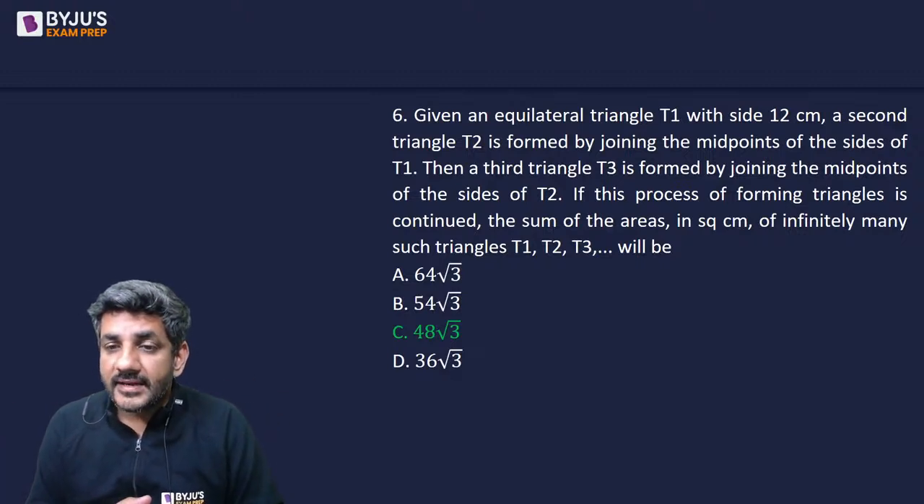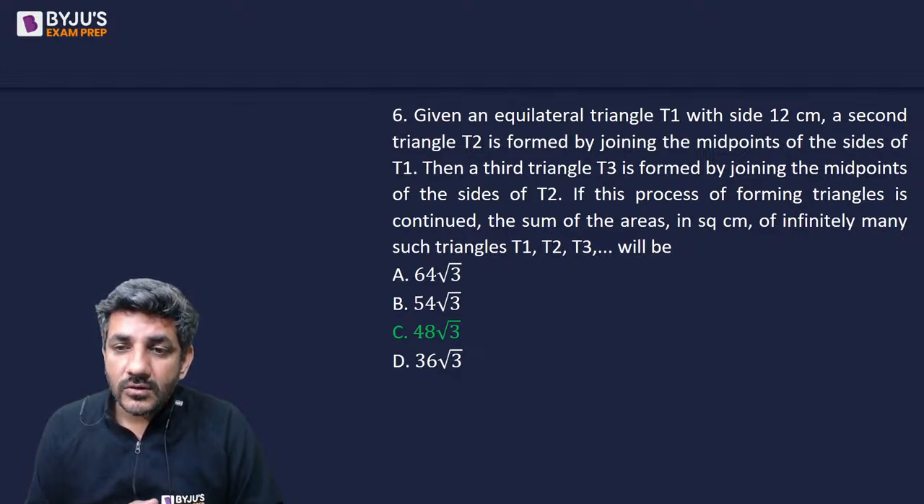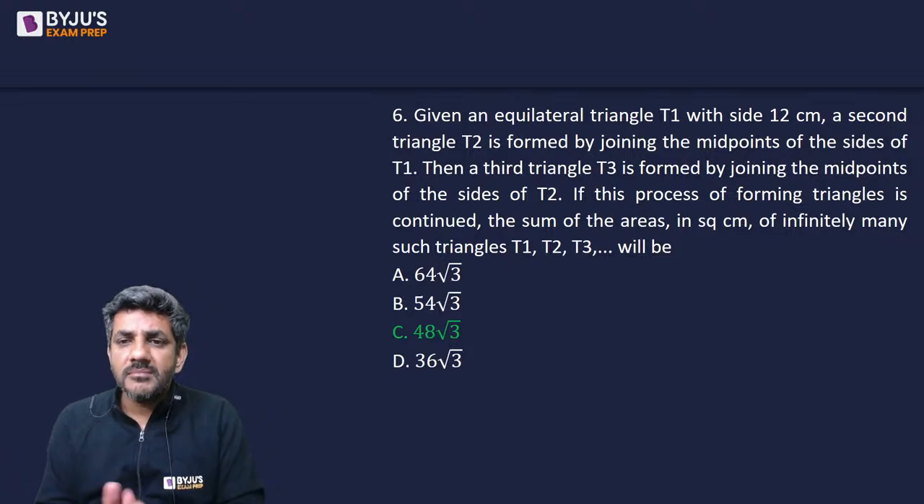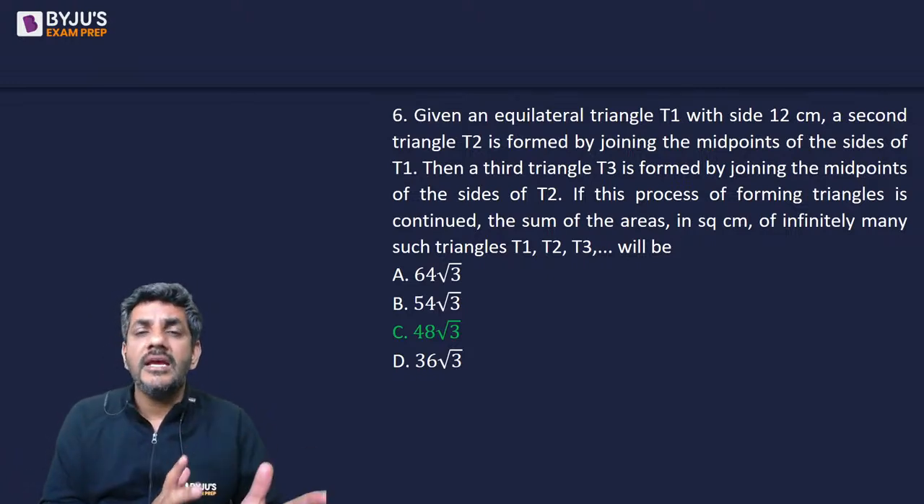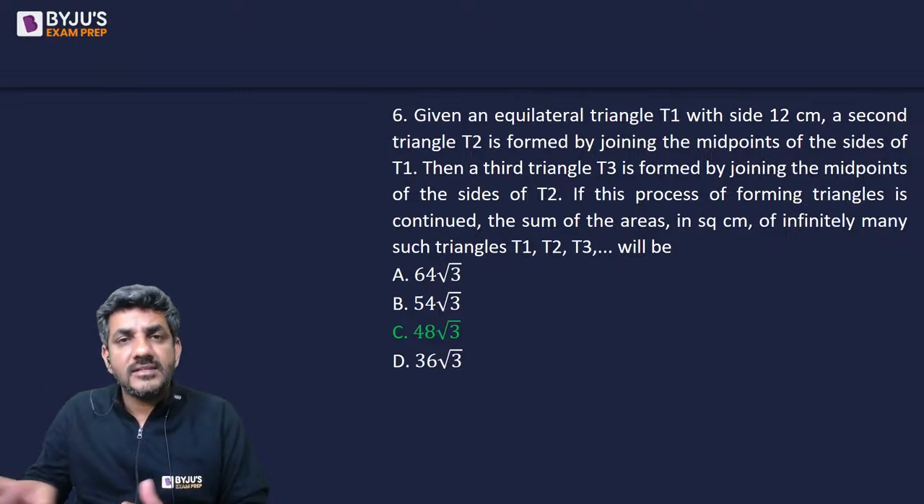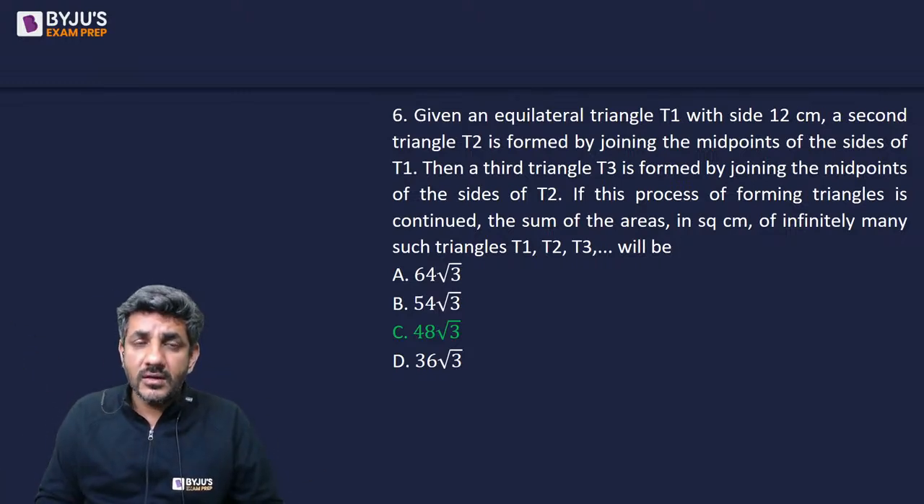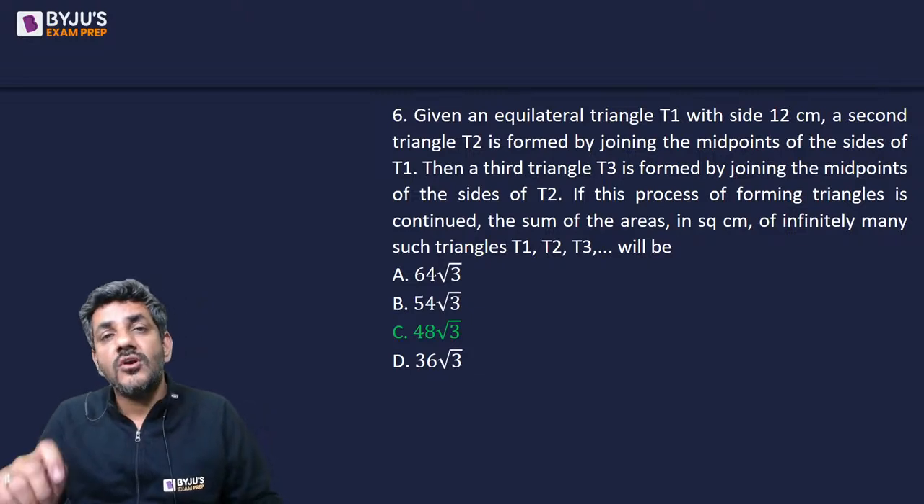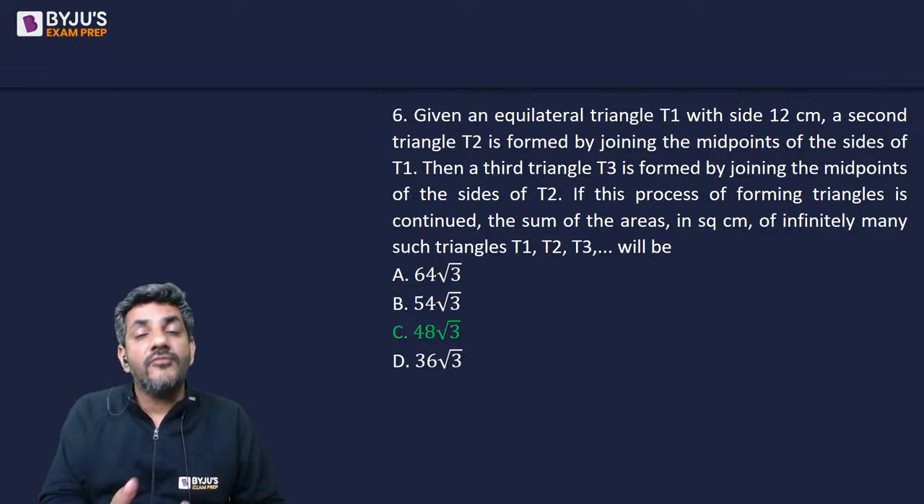Sir, if we solve by taking it as 12 square, 6 square, and 3 square, and so on, how do we approach infinite GP? Chinmay, 12 square is not the area then. You can do that: 12 square, 6 square, 3 square, find out the sum of that series and multiply it by root 3 by 4. Because ultimately, area of the triangle is not a square. Area of the triangle is root 3 by 4 a square.